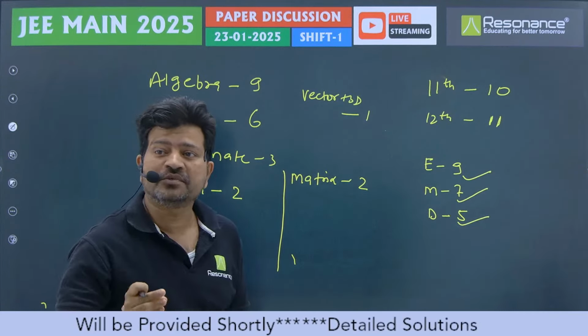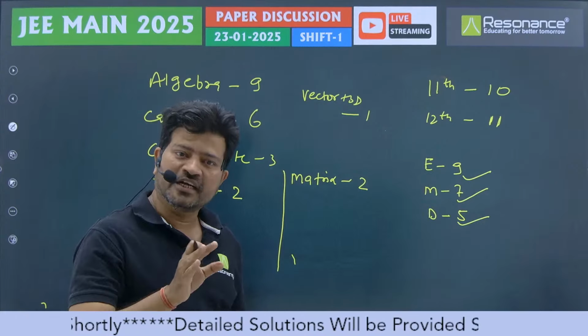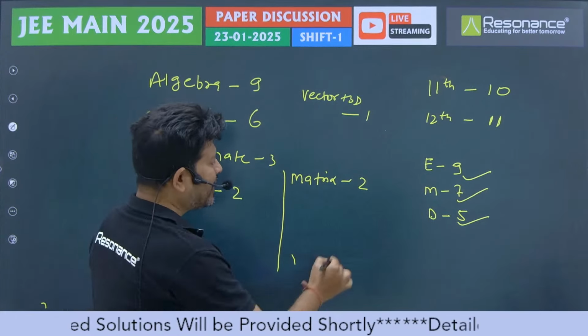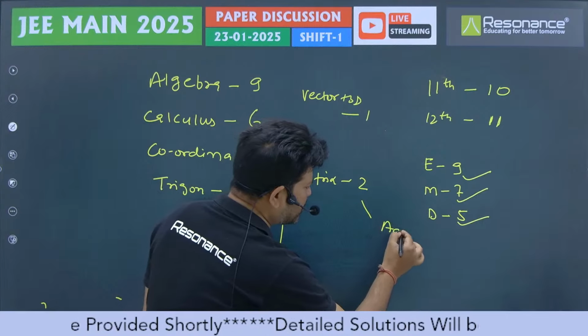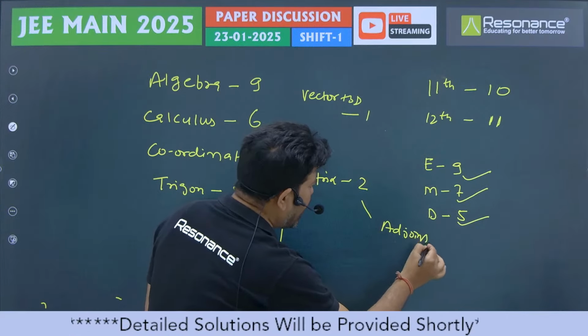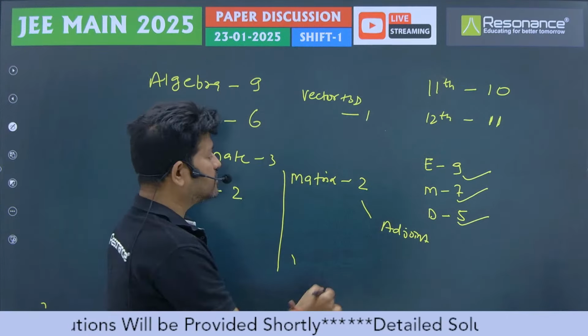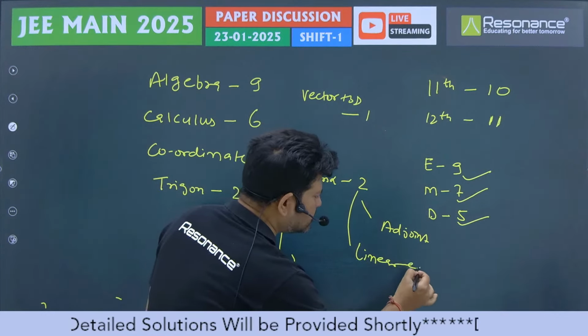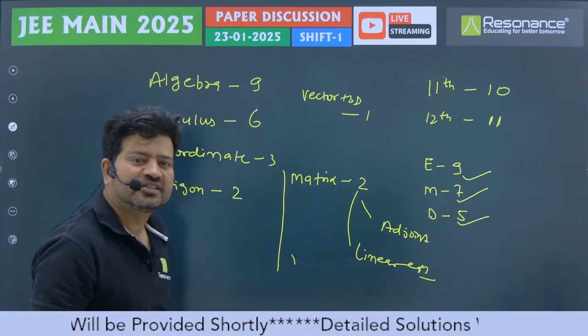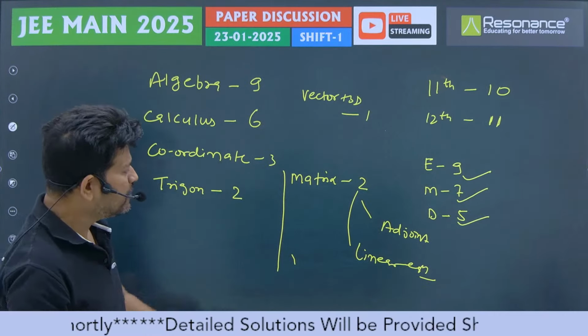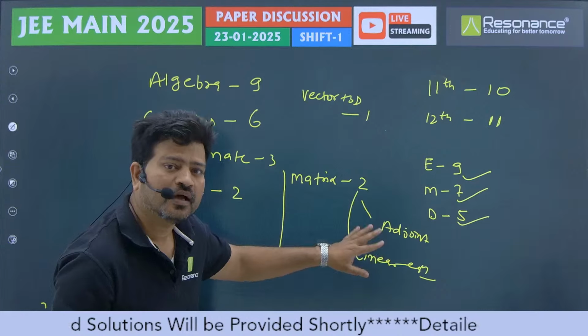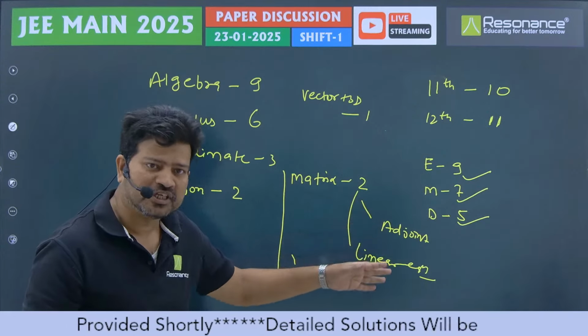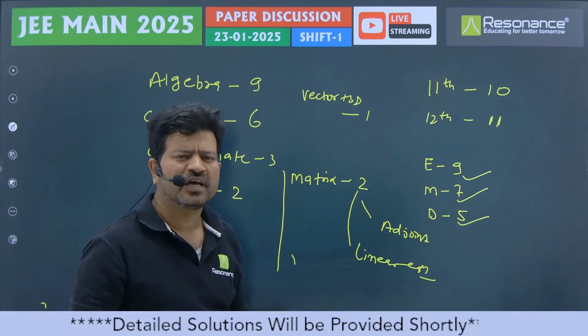One question, as we used to discuss, from the adjoint property. We can find 1 question from the adjoint property. And another question we can find here from linear equations, which always in the lecture we used to say, must be 2 questions coming from the matrices, one from the properties based, another question will come from the linear.